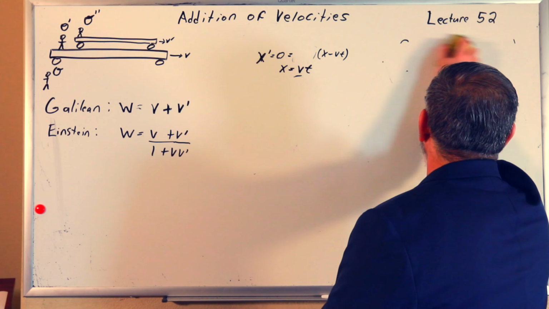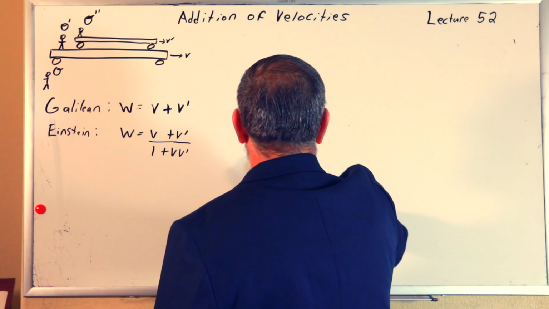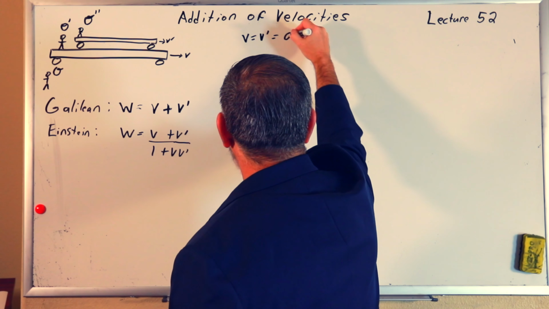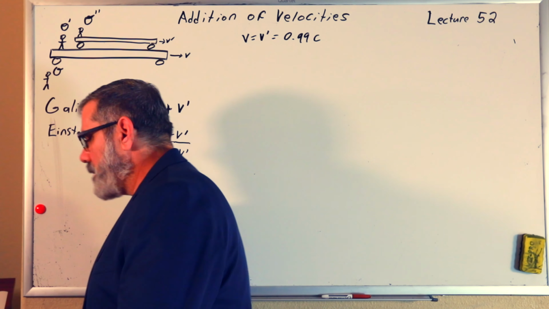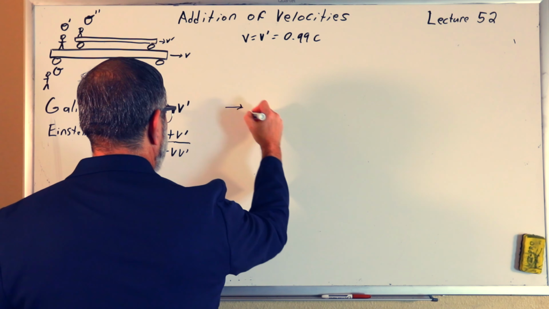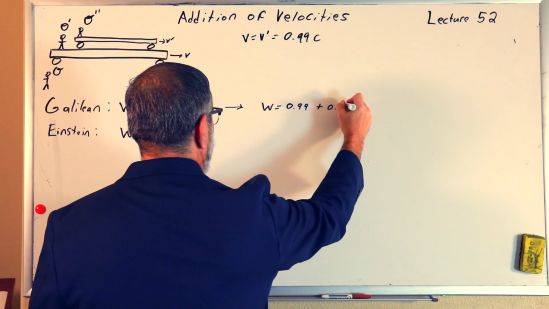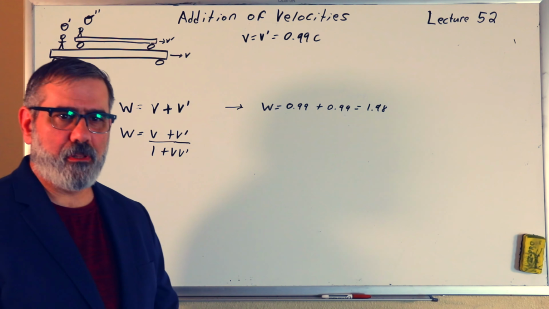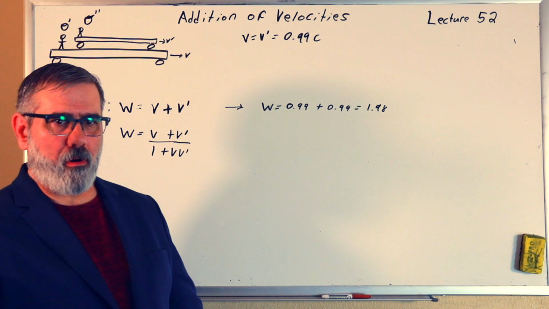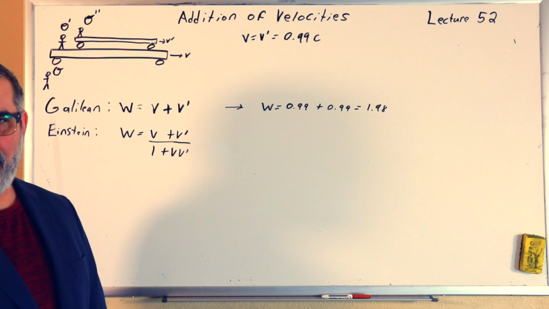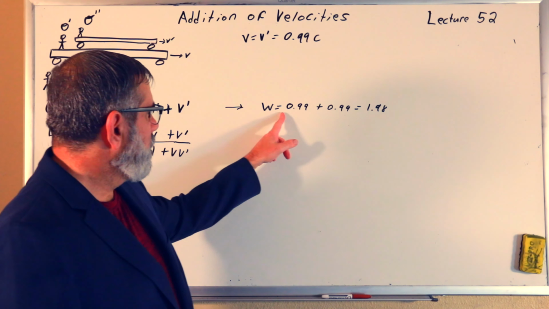Let's just get rid of this. What if we let v equal v prime equal 0.99 c? It's 99% the speed of light. Well, under Galilean relativity, we would get that W equals 0.99 plus 0.99, which is 1.98 times c. So almost twice the speed of light. Which is what you'd expect for a baseball if you were throwing a baseball on a train, or if you were riding a go-kart on a train. You expect the velocities to add. So that's what we get for that.